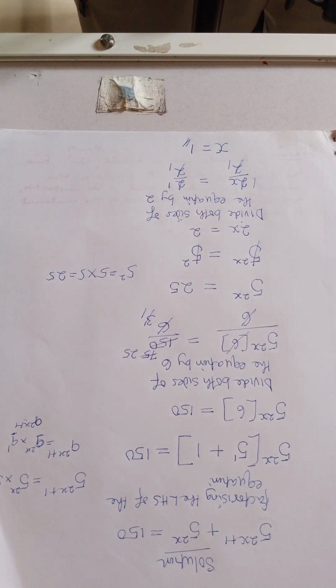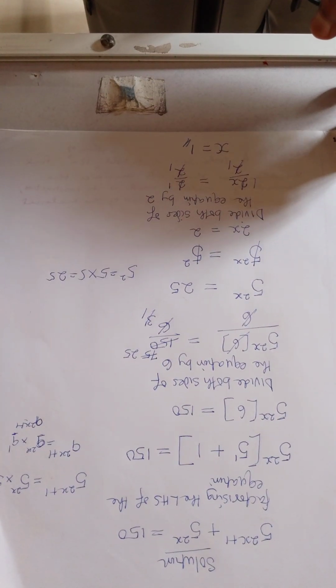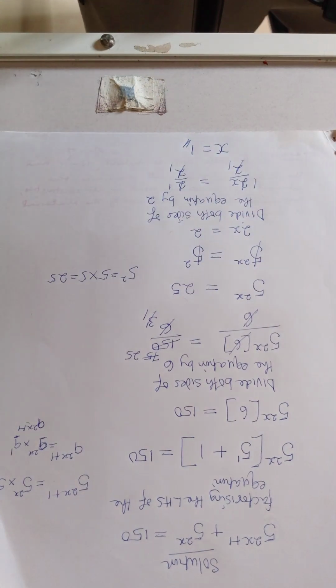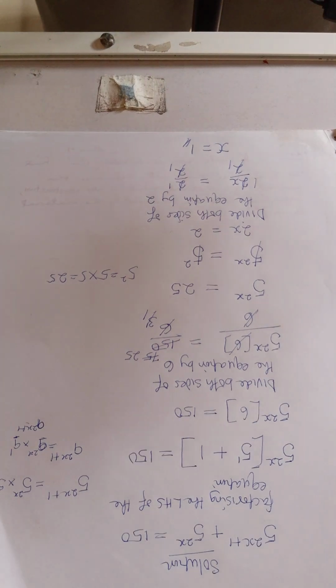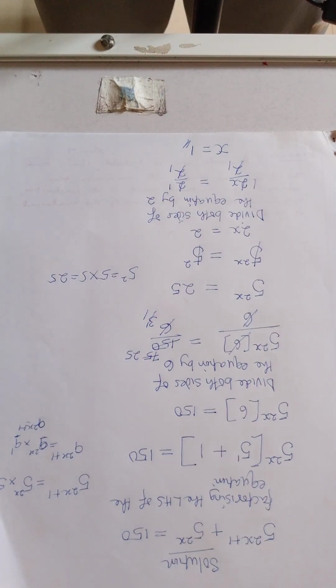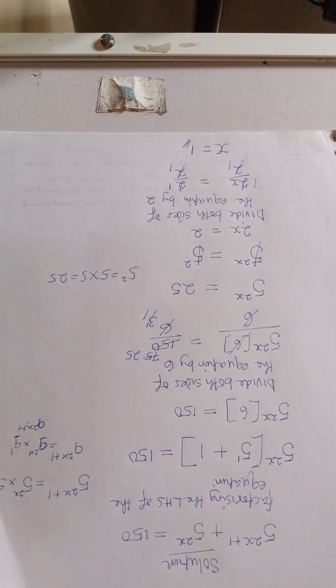X equal to 1. So viewers, basically this is how to go about solving an indicial equation of this sort. Remember, when you're solving an indicial equation, you try to apply the laws of indices. Ensure that when you're finding the value of any variable given to you, you make the bases the same, and then you can evaluate it. Thank you.